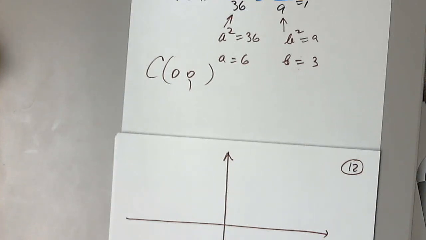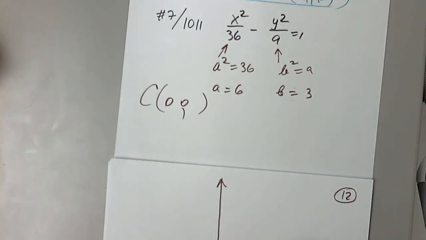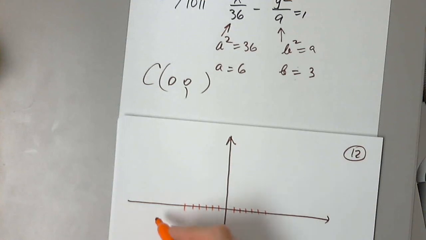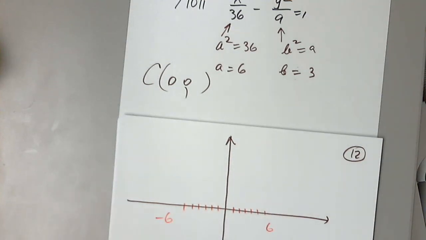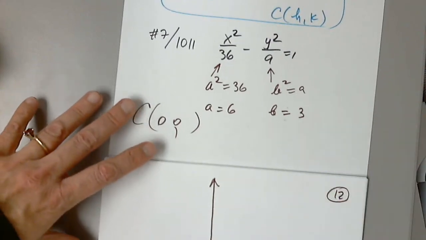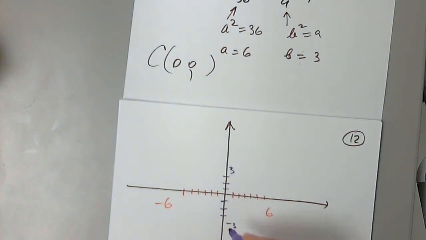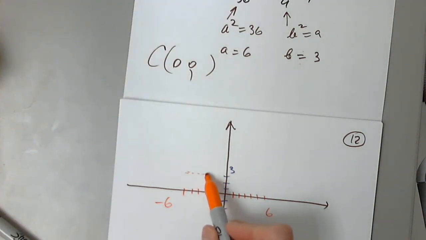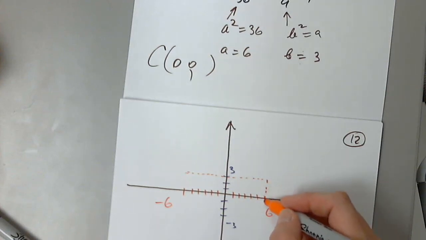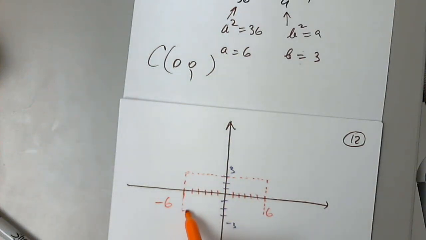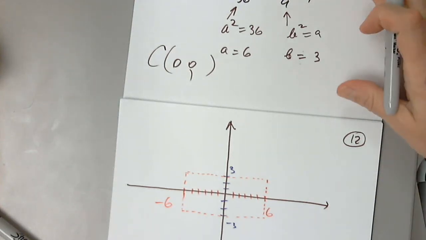Okay, so centered at the origin, a is 6, so I go 1, 2, 3, 4, 5, 6, of course negative 6 and positive 6. B is 3, up 3, down 3. And now we will create a rectangle, which is not part of the graph. So please do not graph it as a solid rectangle. This rectangle will only help us graph the hyperbola. And also the hyperbola has asymptotes. They're not part of the graph. We will graph the asymptotes.